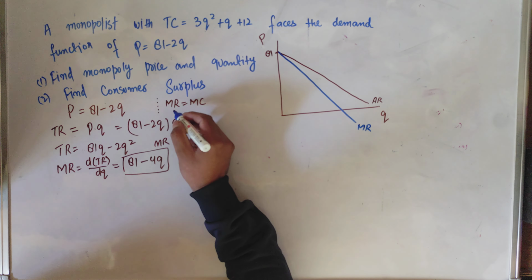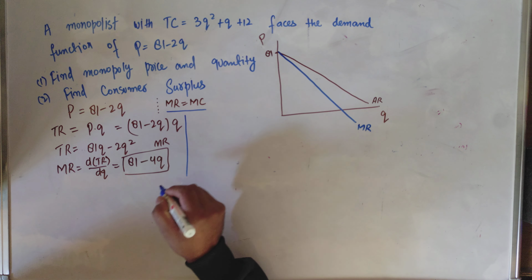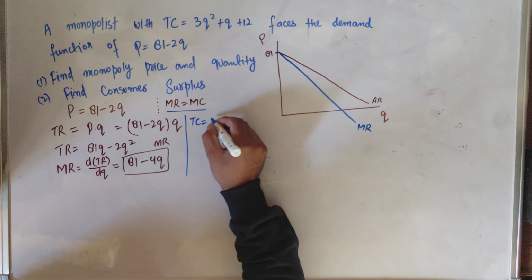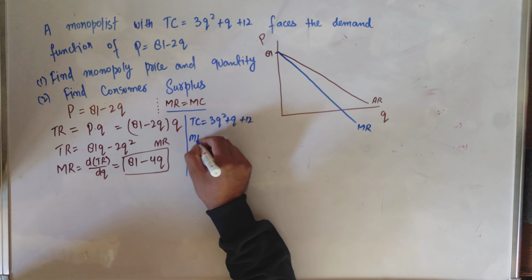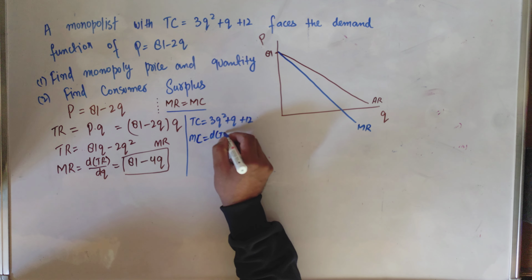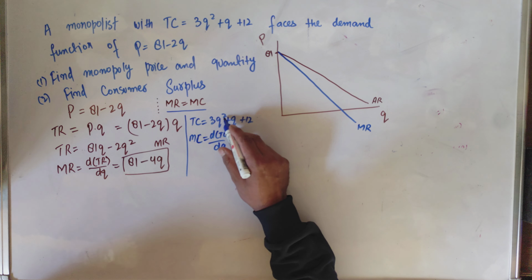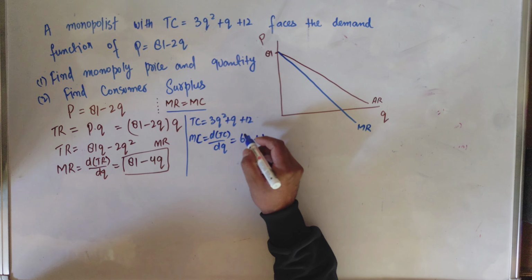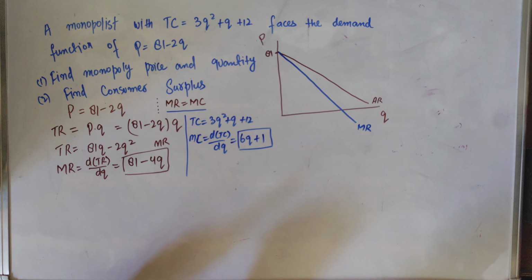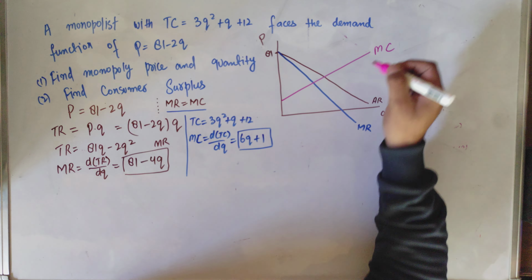We know profit is maximized where marginal revenue is equal to marginal cost. Let's first find the marginal cost. Total cost is given as TC equal to 3Q square plus Q plus 12. What is marginal cost? The change in the total cost due to the change in the output. So differentiating with respect to Q, derivative of 3Q square is 6Q, plus derivative of Q is 1, and derivative of a constant is 0. This is our marginal cost. Let us also draw the marginal cost function here.